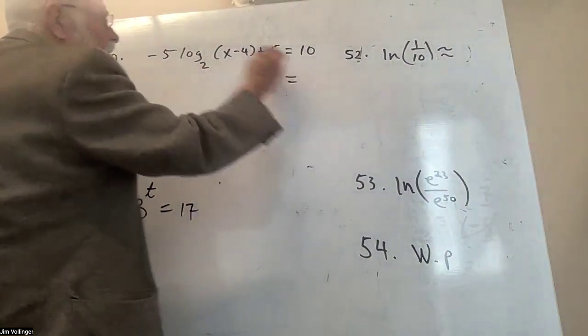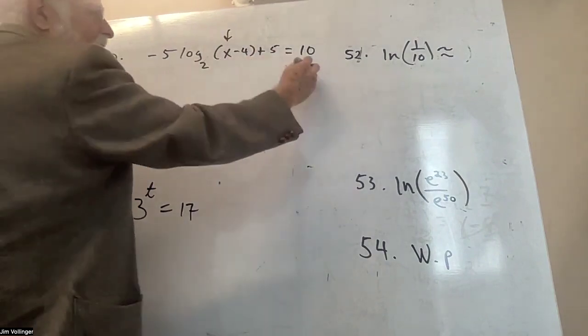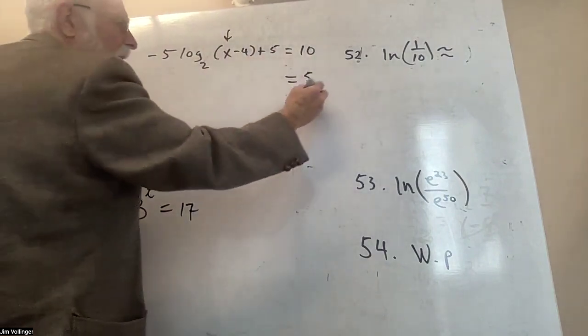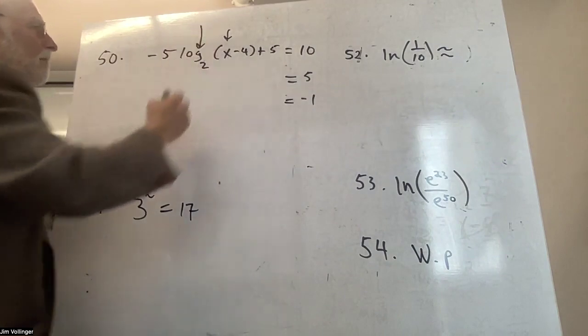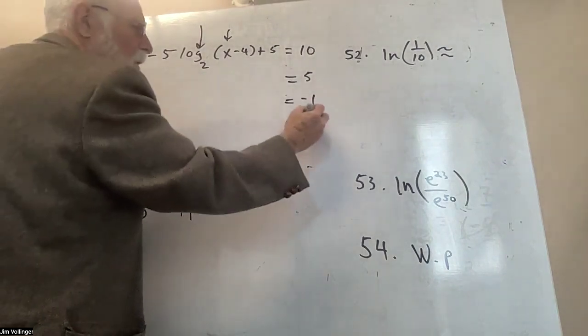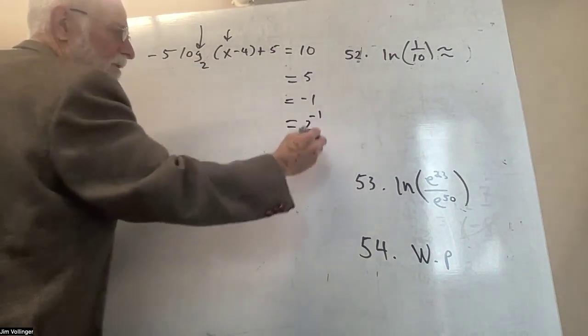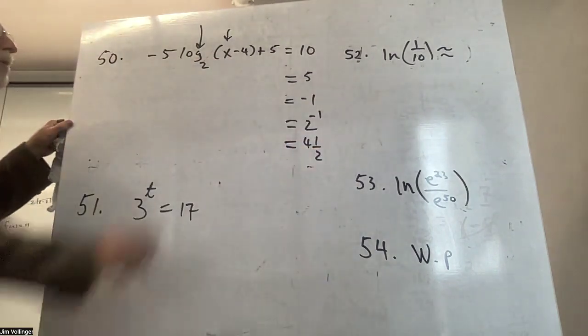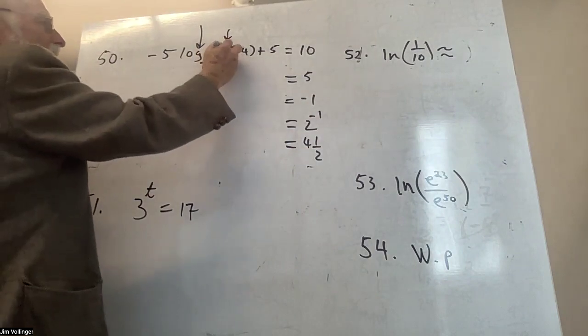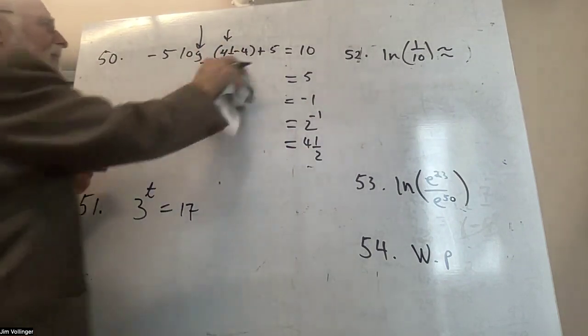Another equation, a singleton. Let's subtract 5. Let's divide by -5. Let's do the inverse of log base 2, which is 2 to the. And let's add 4. And 2 to the -1 is a half. I think 4.5 works. Let's see how it works. 4.5 minus 4. Oh, that's a half.